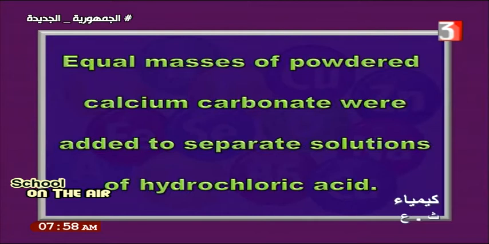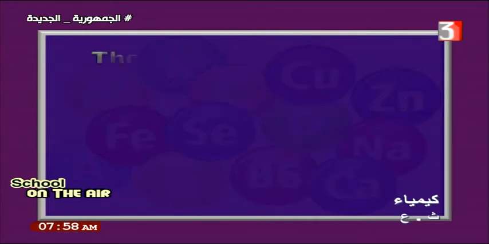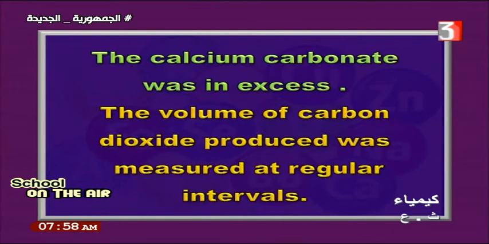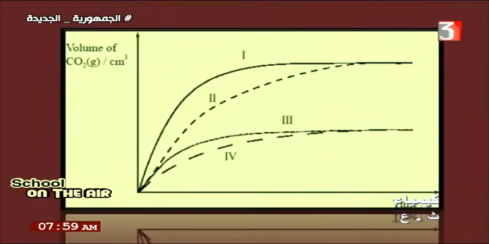Next question. Equal masses of powdered calcium carbonate were added to separate solutions of hydrochloric acid. The calcium carbonate was in excess. The volume of carbon dioxide gas produced was measured at regular intervals. As shown here, the volume of carbon dioxide gas for curves 1 and 2 is more than the volume produced for curves 3 and 4, where curve 1 has a higher rate than curve 2 and curve 3 a higher rate than curve 4.